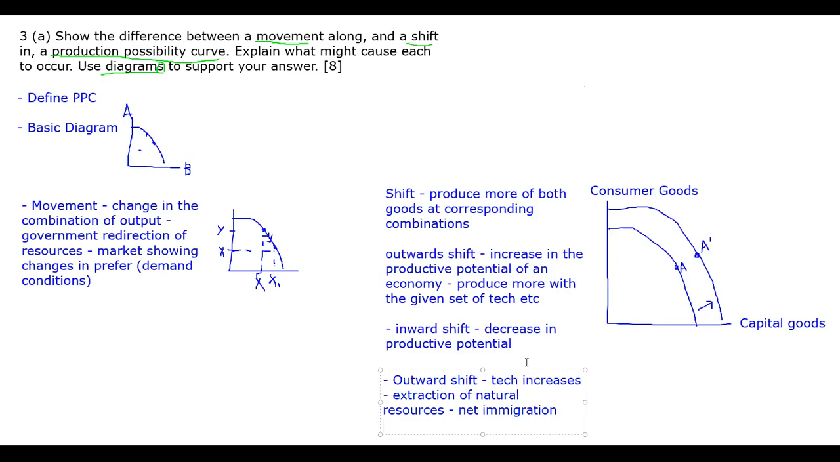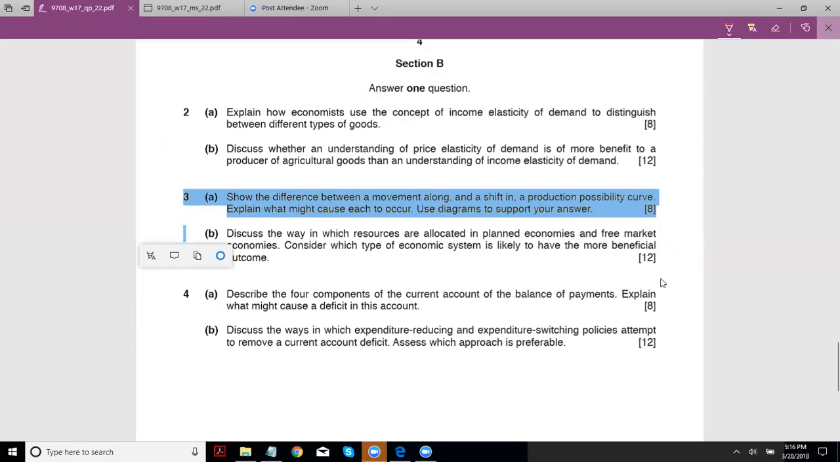Yeah, and if you want, you could write about basically the opposite of this, stuff like wars as well. And that really should be enough for this particular answer. It's quite a straightforward one. So let's save this. Let's go on to the next. It's part B. What do we have here?